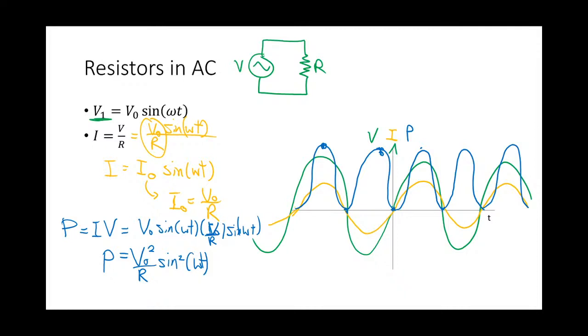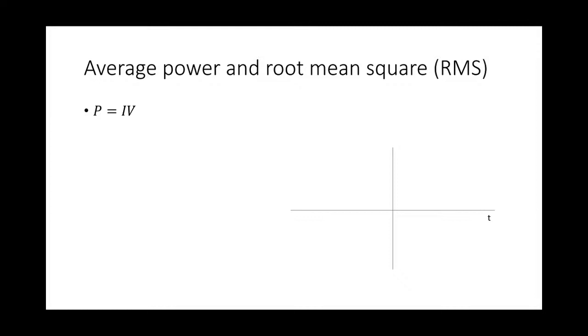So this here is your power amplitude, sort of, kind of. It's like an amplitude, but it's a sine squared thing. But usually we don't really care about how it flickers up and down so much. We just care about, on average, over time, how much power that device uses. So that's what brings us to the idea of average power and root mean square.